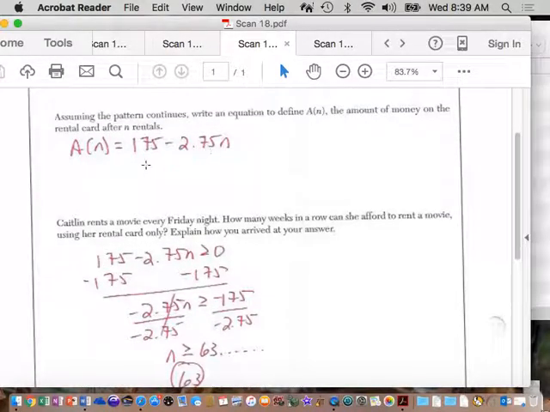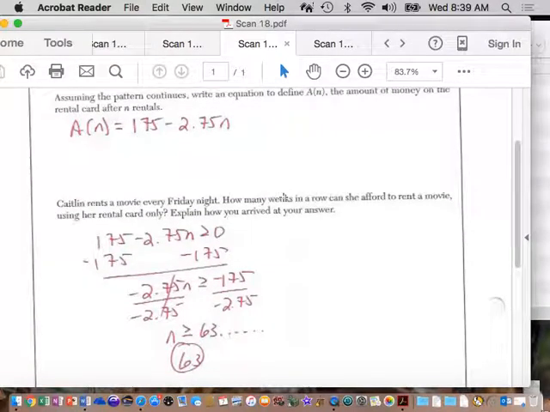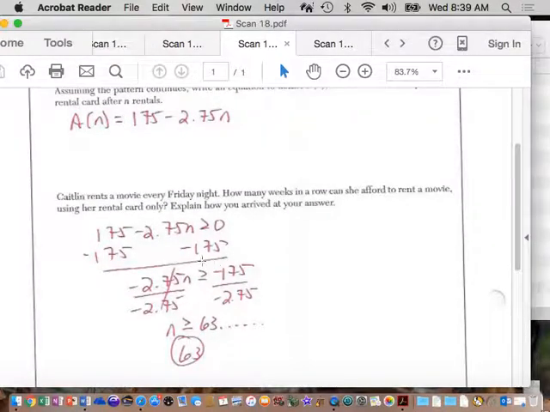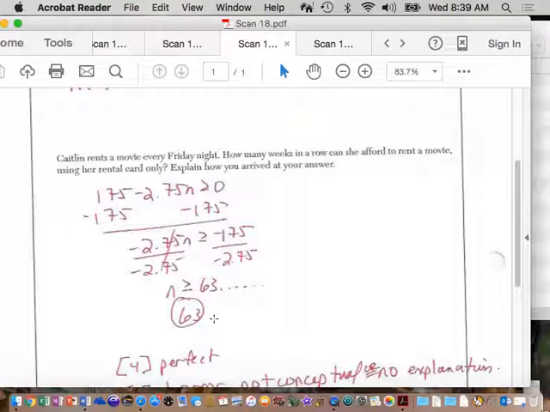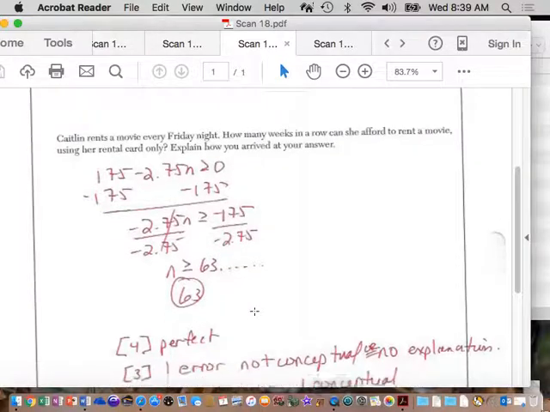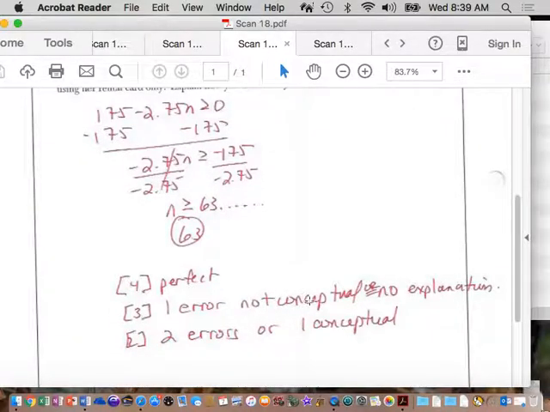Okay, it's 2.75 a day, so 175 minus 2.75n. And you don't have to do it this way. You could just do 175 divided by 2.75. I wrote the inequality, 63 being the biggest part of this. You have to come up with the 63. 4 is perfect. 3, 1 error.